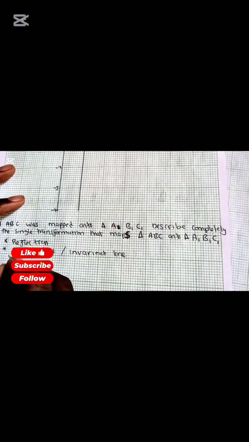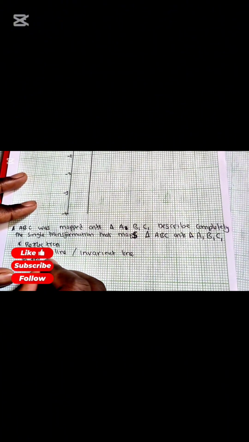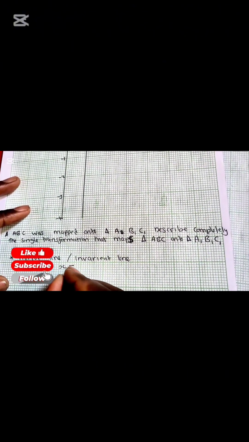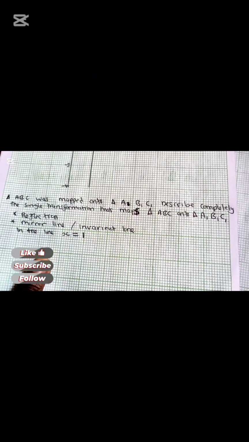This line is cutting through our x-axis. So x is equal to 1. So the line of reflection, what is the equation of the line? x is equal to 1. That's the mirror line.